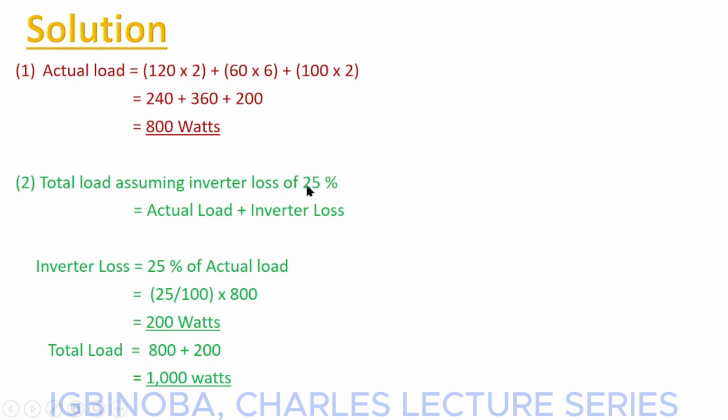So first, we are going to calculate our inverter loss. Inverter loss is equal to 25% of our actual load. Our actual load is equal to 800 watts. When we take 25% of it, we are going to have 200 watts. Then our total load will now be equal to our actual load, which is 800 watts, plus our inverter loss, which is 200 watts. We're now going to have a total load of 1000 watts.